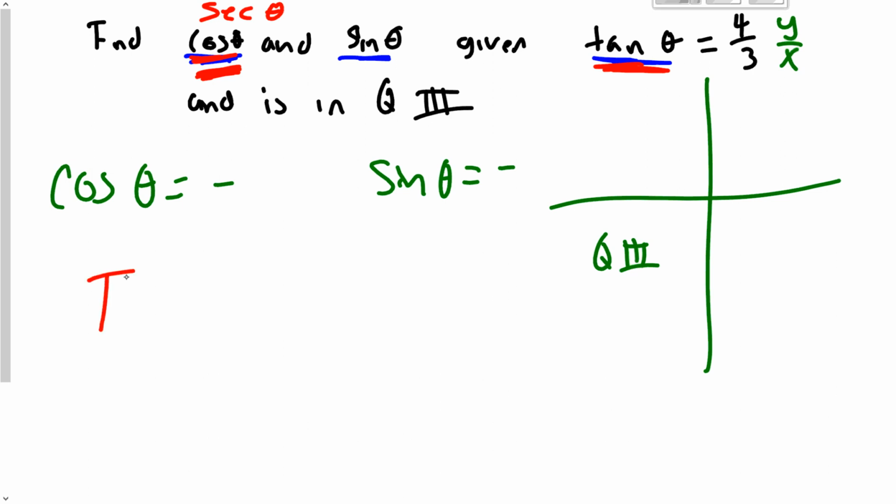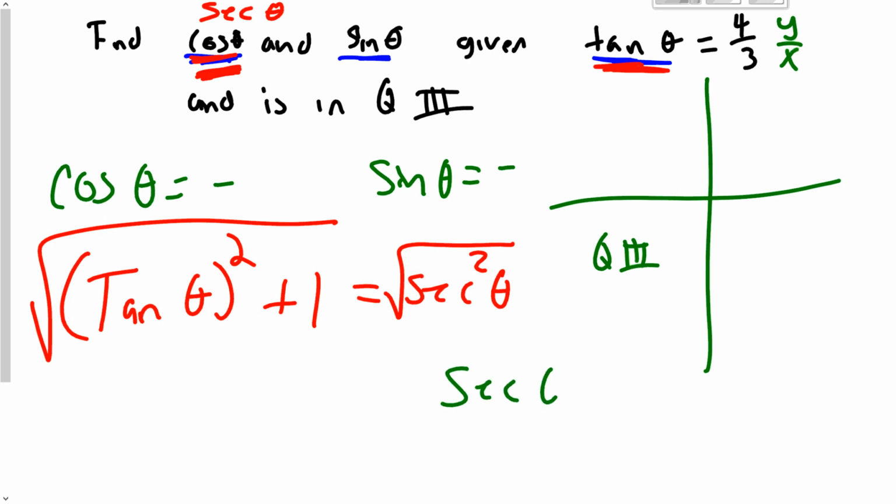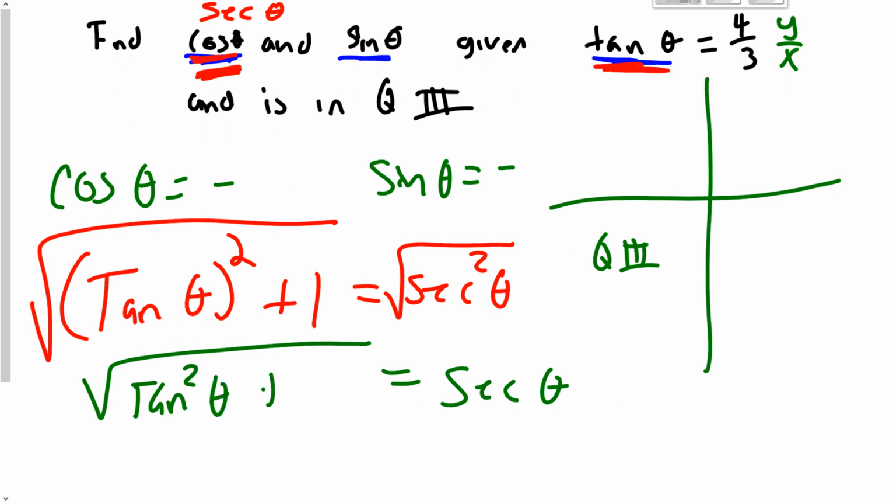So we're going to use this one, tan of theta squared. Again, just squaring whatever your tangent is equal to, which is ours 4/3. And then we're going to add 1. That's going to equal secant squared of theta. Alright, so really we need to get secant by itself, so we're going to square root this side, square root this side, right? So secant of theta will equal the square root of our tan squared, so that's taking 4/3 and squaring it.